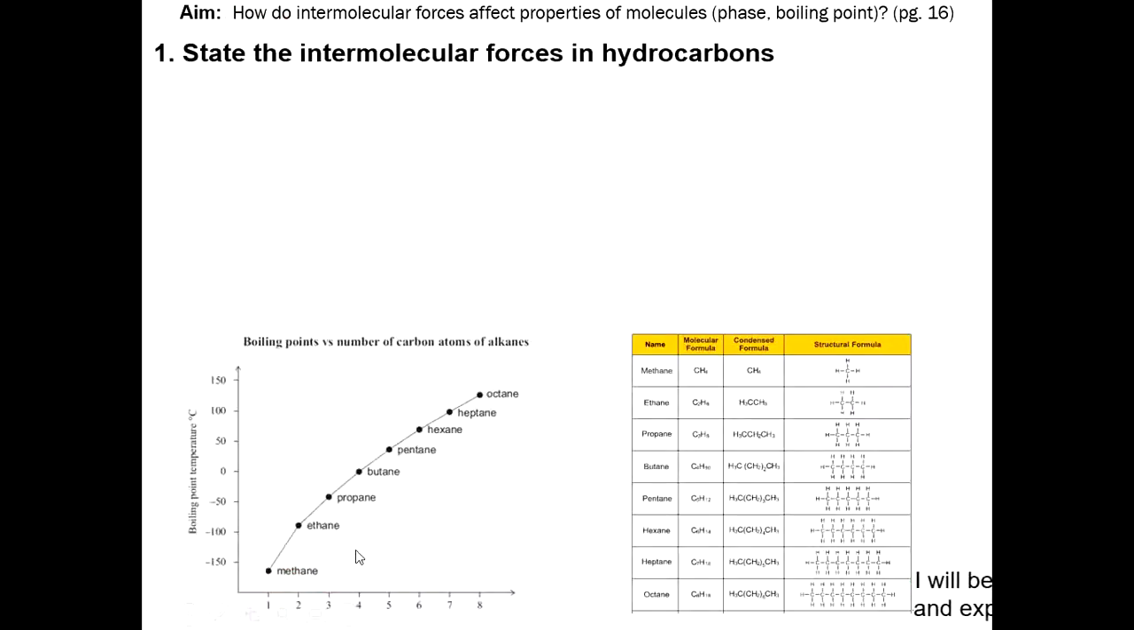We are going to look at another graph to figure out the relationship between size of a molecule and intermolecular force. On the y-axis is the boiling point. On the x-axis is the number of carbons. So these are hydrocarbons. Here's the structural formula of each of these hydrocarbons. From methane to octane, it gets bigger.